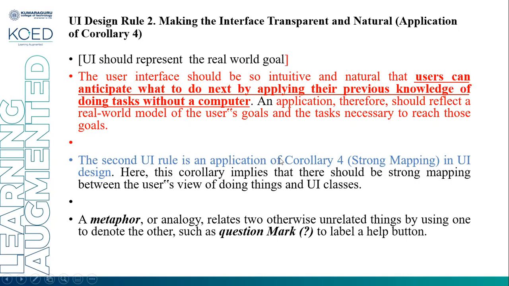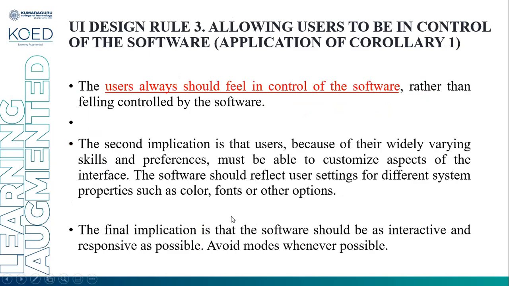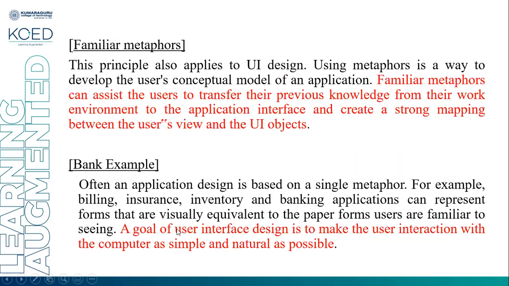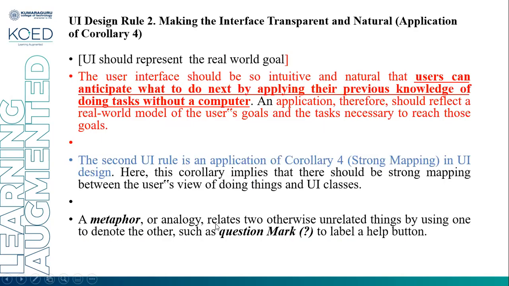The second UI rule is the application of Corollary 4, which is based on strong mapping in UI design. The Corollary implies that there should be a strong mapping between the user's way of doing things and UI classes. So the user's real world way of doing things should map to the UI classes. A metaphor is an analogy that relates the two.